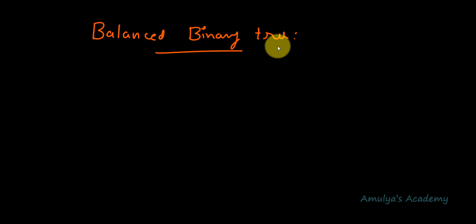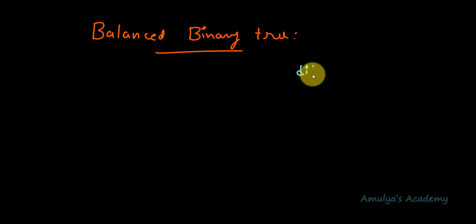A balanced binary tree is a binary tree in which the height of the left and the right subtrees of every node may differ by at most 1. So here, to check whether the given binary tree is balanced or not, first you need to check the absolute difference between the height of the left subtree and the height of the right subtree. And you need to check this difference for every node, and this difference should not be greater than 1. It can be less than 1 or equal to 1. If it is less than or equal to 1, then that is a balanced binary tree. If it is greater than 1, then that is not a balanced binary tree.